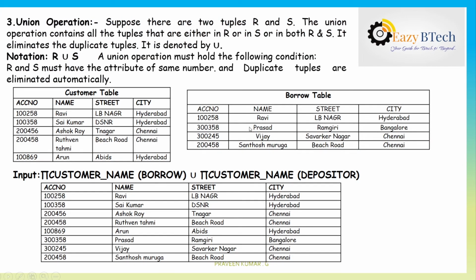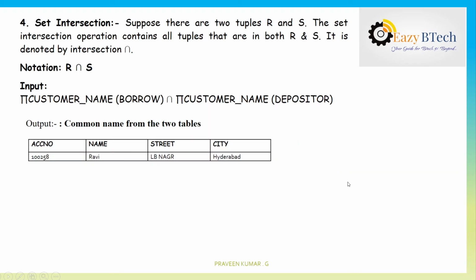Okay, here we have customer and borrow, and we remove the common thing. What is a set intersection? What is intersection according to mathematics? It is used to get the common items. Intersect is nothing but, if we have two relations A and B, we take the common elements. We can get that particular intersection only.